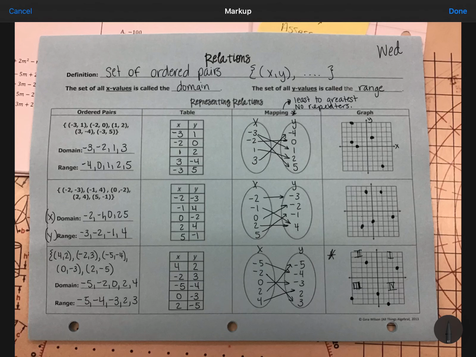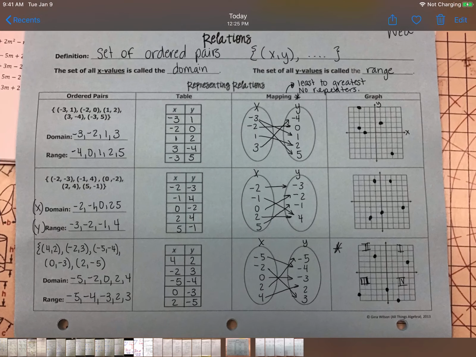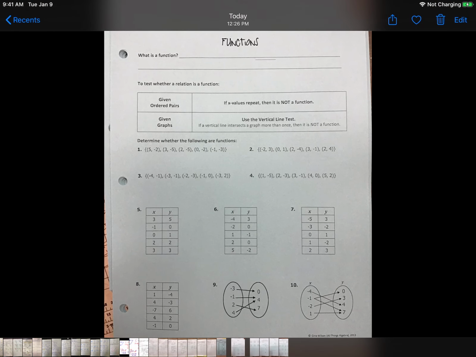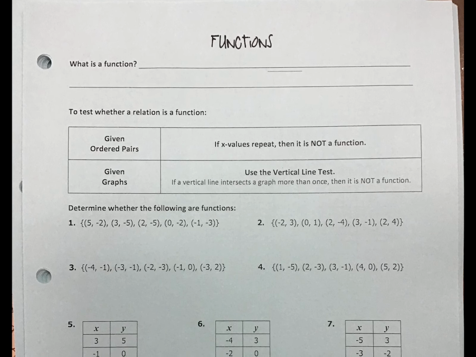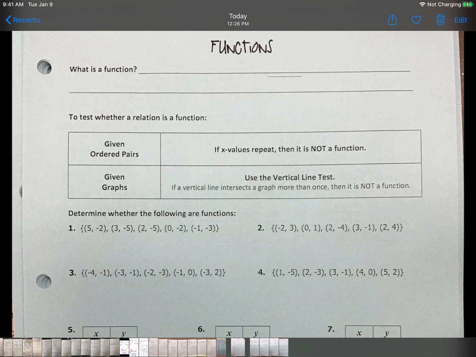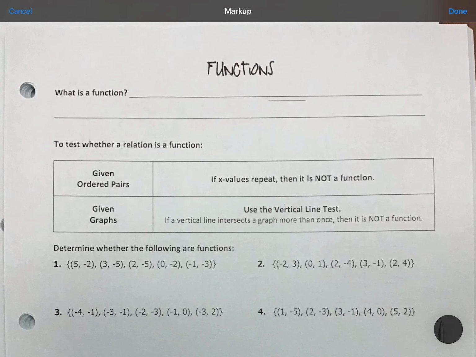All right, the next thing we're going to look at is functions. So find the next paper. It's also got Wednesday at the top. Let me edit it here. All right, now I can write on my document. So at the top it's got Wednesday, so find that paper. We're going to talk about what a function is.